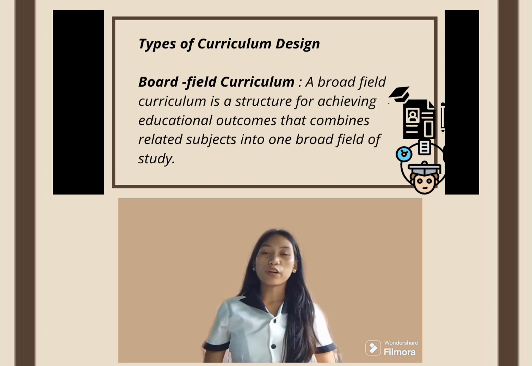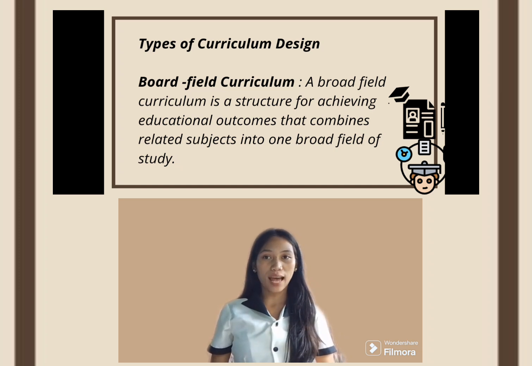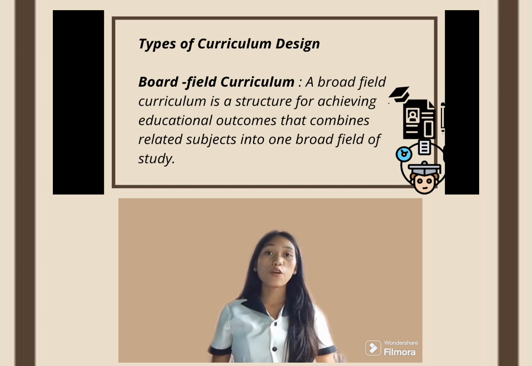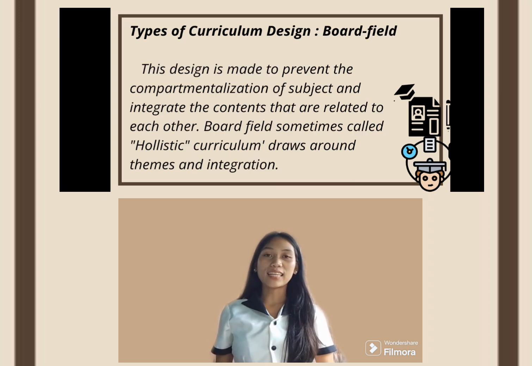The first type of curriculum design is broad field curriculum, which combines related subjects into one area of study. For example, history, geography, and civics may be combined into social studies. This helps prevent subjects from being too isolated from one another. This design is sometimes called the holistic curriculum. It integrates content around themes and shows how different areas of knowledge are connected, making learning more meaningful.